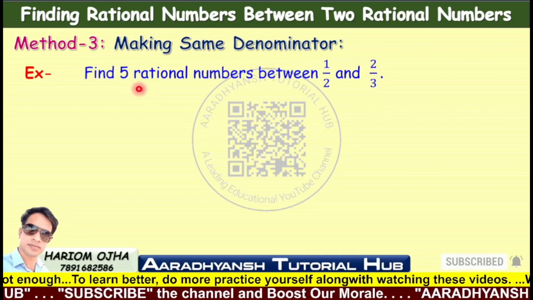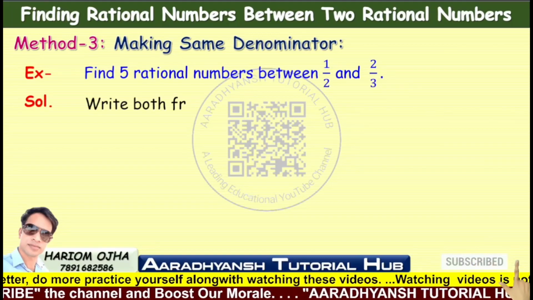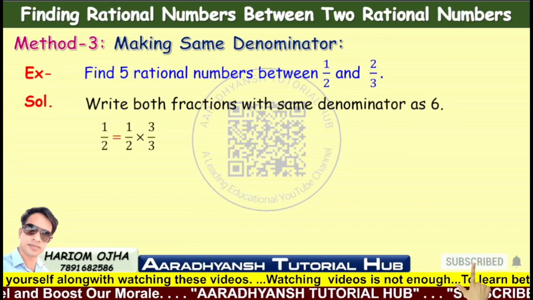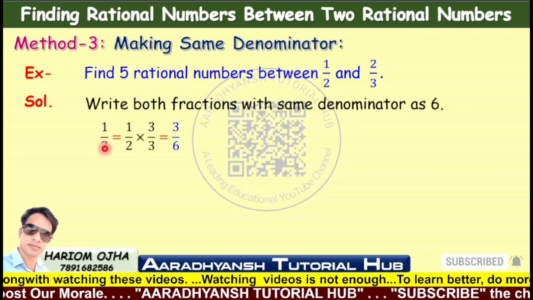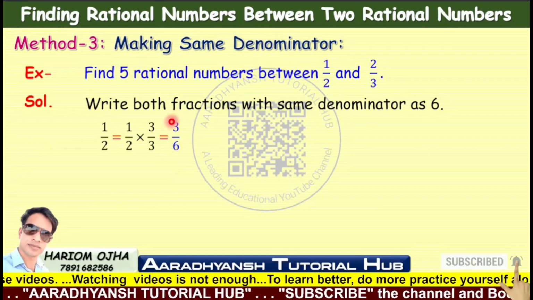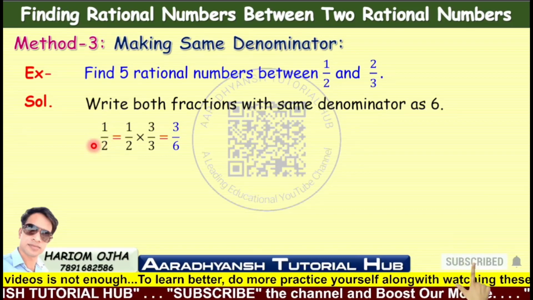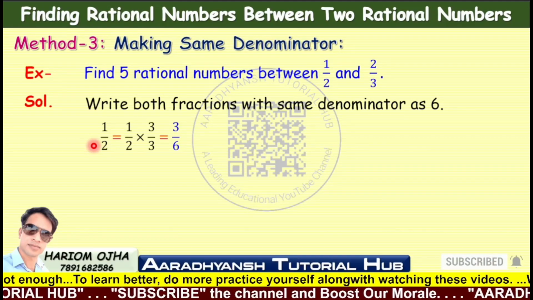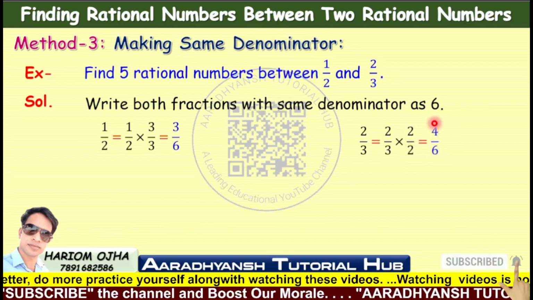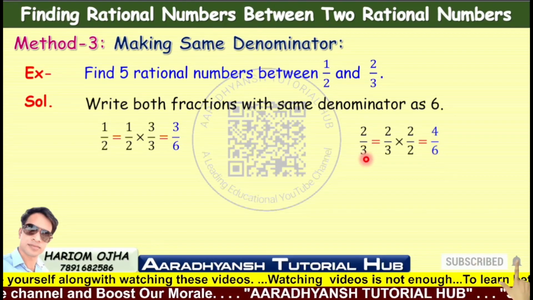For example, find 5 rational numbers between 1 over 2 and 2 over 3. So first we have to write both the rational numbers with same denominator as 6. So just multiply the first rational number, that is 1 over 2, by 3 over 3, and 3 upon 6 is an equivalent rational number of 1 over 2. We have learned about equivalent rational numbers, and similarly 2 upon 3 will be multiplied by 2 over 2 and it will convert it into 4 over 6. 4 over 6 is an equivalent rational number of 2 over 3.